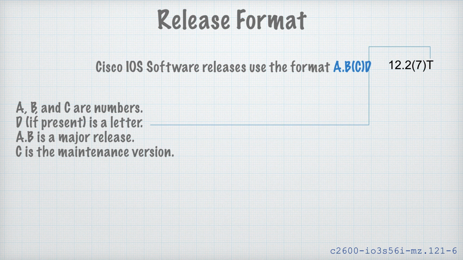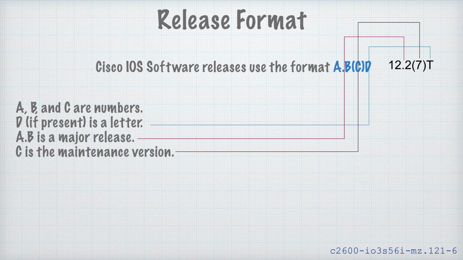D, if present, indicates that the release is not a major release, but an extension of a major release. These extensions usually provide new features and new hardware support. Thus, in software release 12.2(7)T, 12.2 is the major release, 7 is the maintenance version, and T is the release extension. Note, older releases are often more stable than new ones, but also contain fewer features.